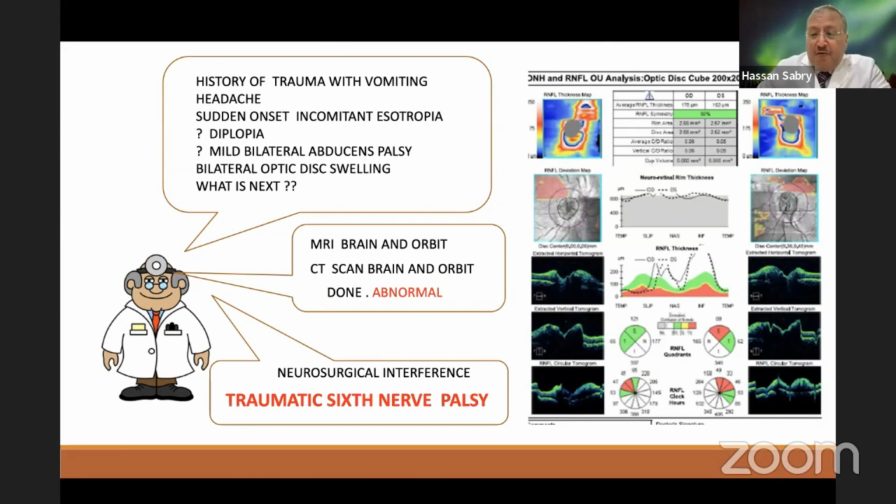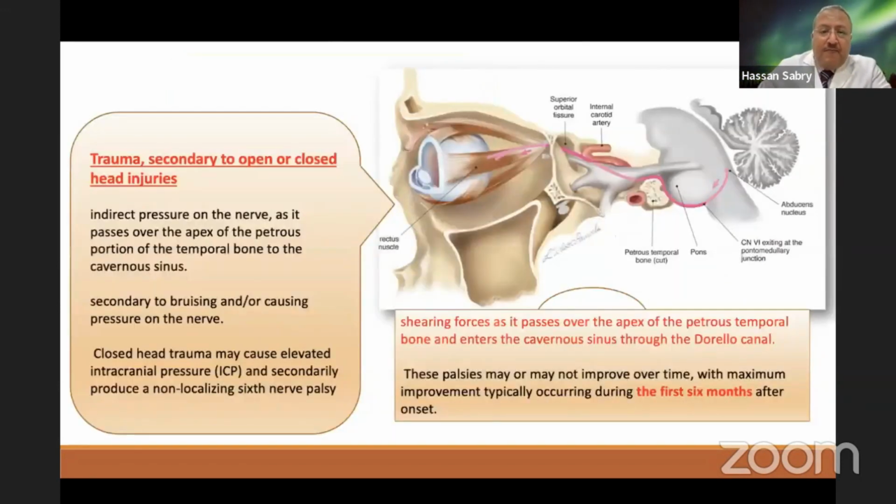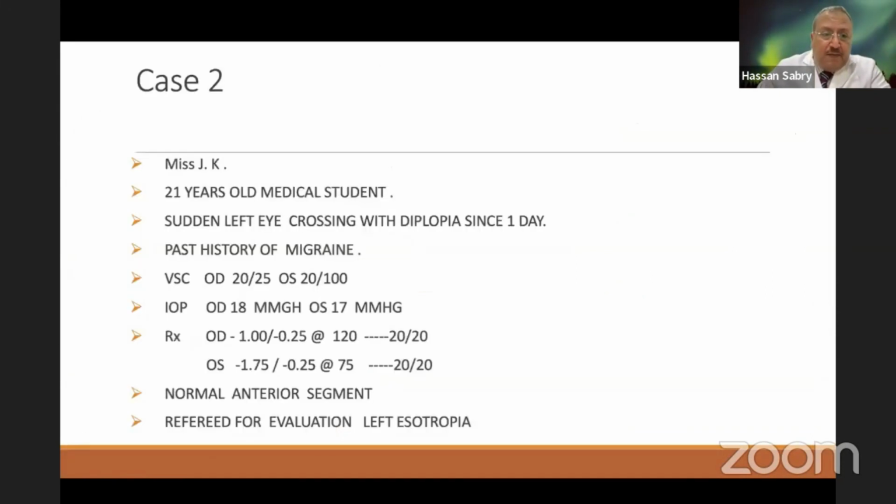So traumatic sixth nerve palsy is very important to consider in a child who has abducens palsy. Don't think it's congenital. And as I said, the trauma is due to the nerve being tethered at the Dorello canal. So any pressure will stretch the nerve, causing what we call a false localizing sign, because you don't know what exactly happened in the brain. And you have to consider that in your management.